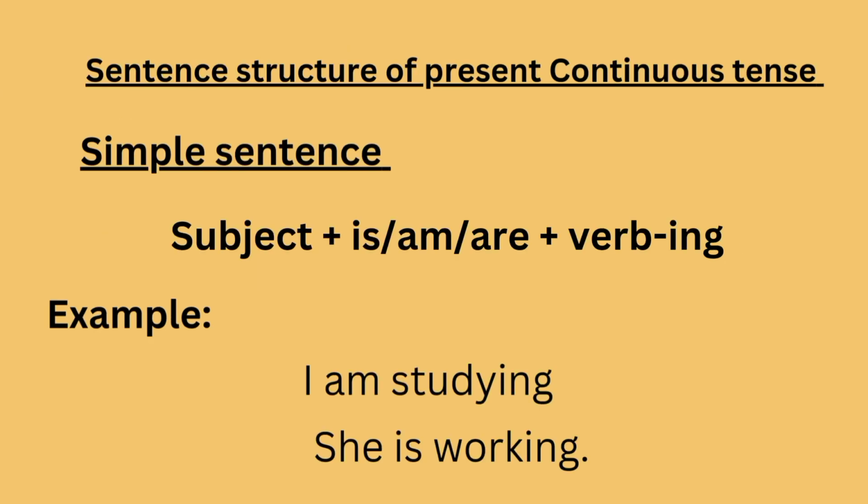Let's discuss the sentence structure of present continuous tense. To form simple sentences, you need to follow this structure. First, you need to put the subject, then the helping verb is, am, are, then the main verb with the ing form. Let's look at an example. I am studying. She is working.